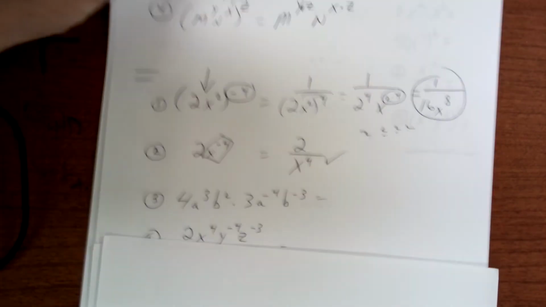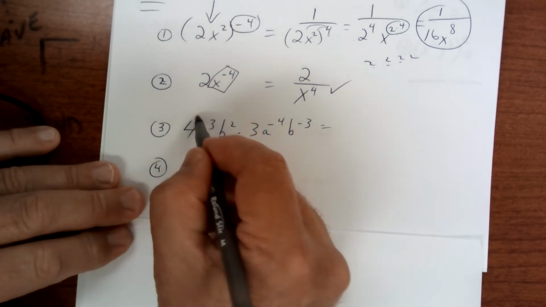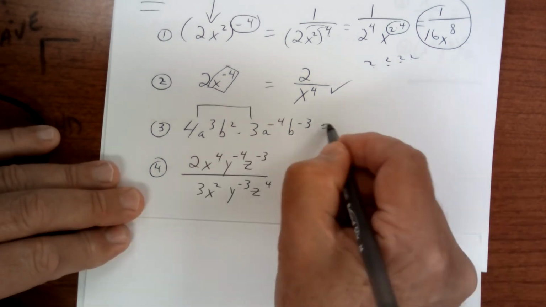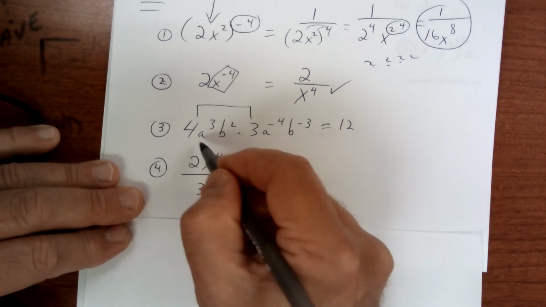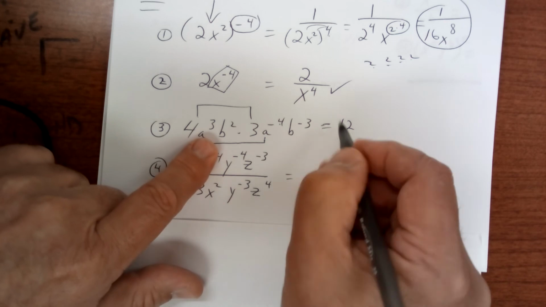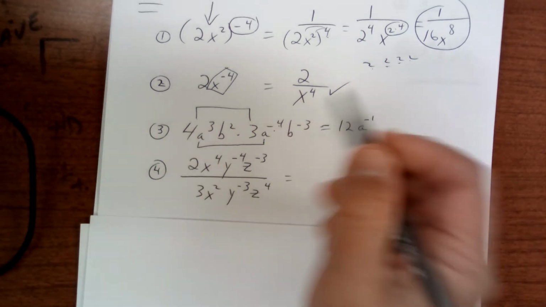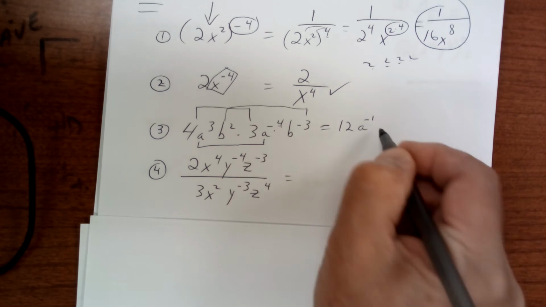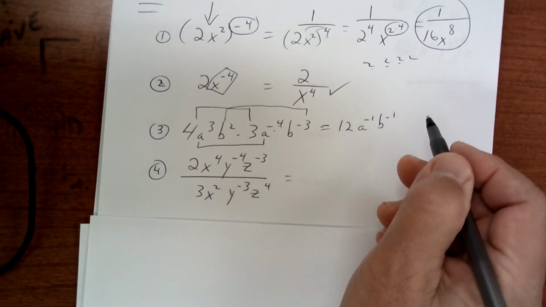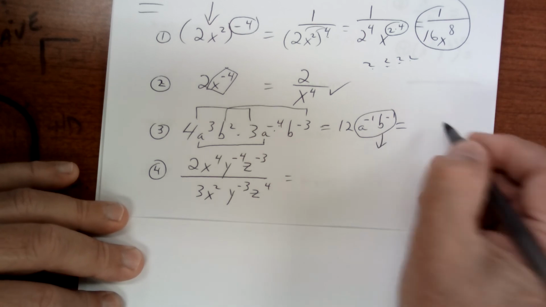Copy down these two. So here you're going to multiply your numbers. 4 times 3 is going to give you 12. A to the third and a to the negative 4. When you add that up, you get a to the negative 1 because you have more negatives. When you add up your b's, you get b to the negative 1. Well, you can't have a negative, so these two are going to be dropped down. So it's going to be 12 over ab.